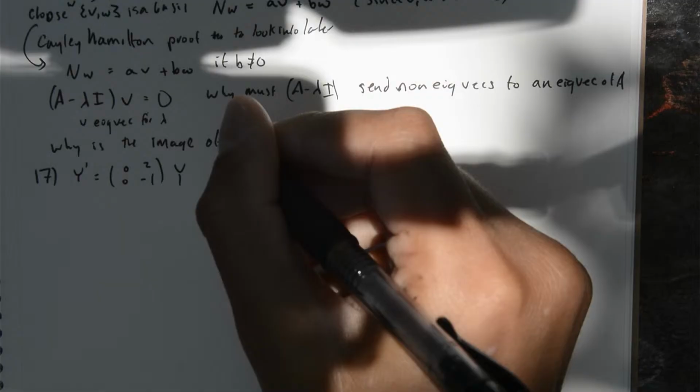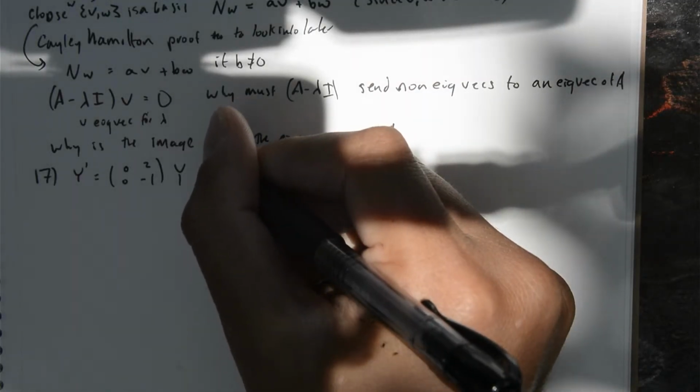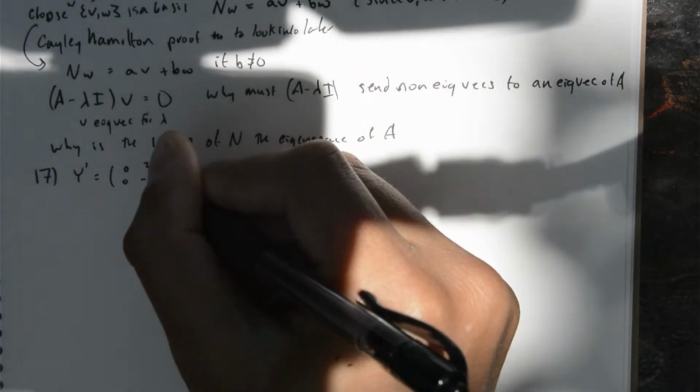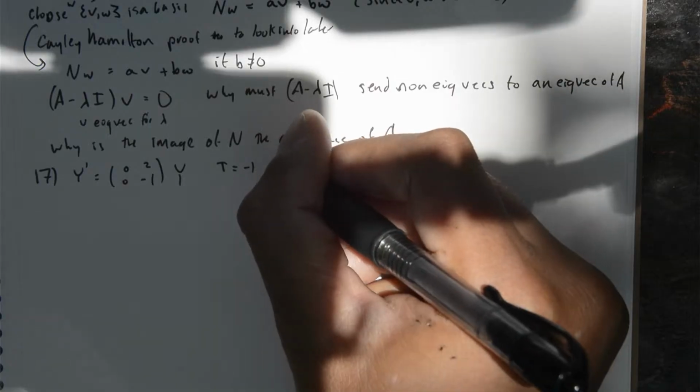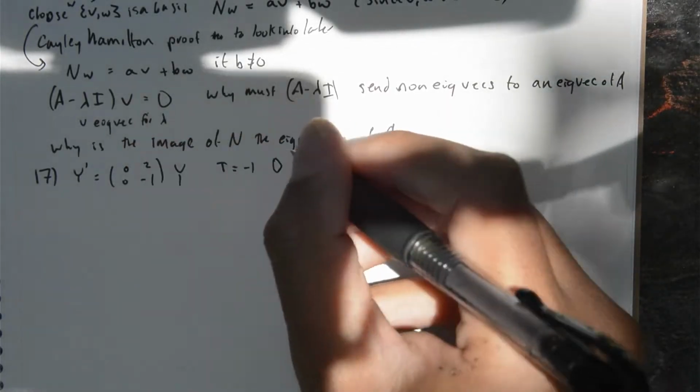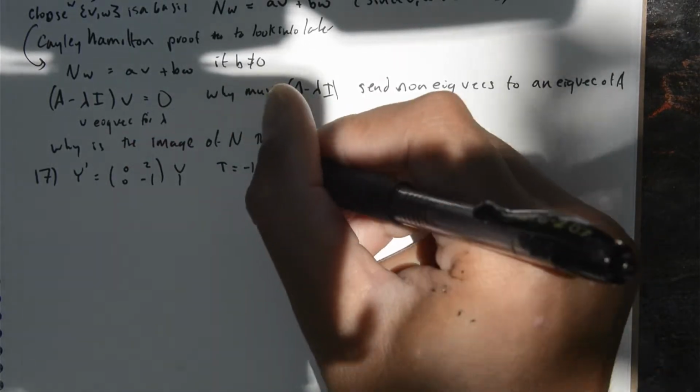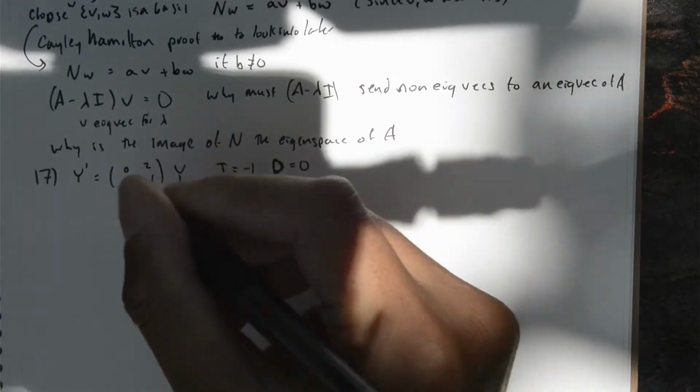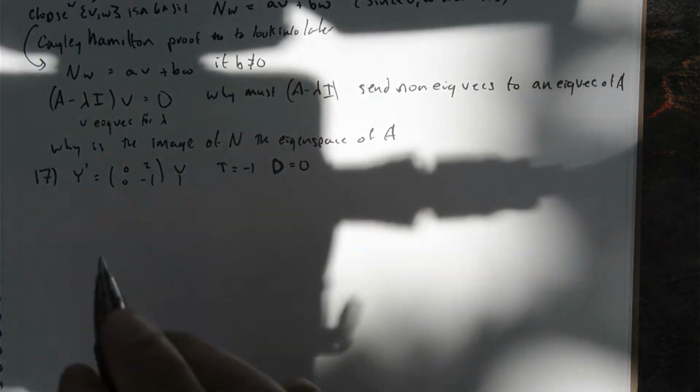All right, so we need to find the eigenvalues. So T, the trace, is going to be A plus D, so this is minus 1, and the determinant is going to be AD, which is 0. The determinant is equal to 0. So the fact that the determinant is 0, you already know this thing isn't invertible.